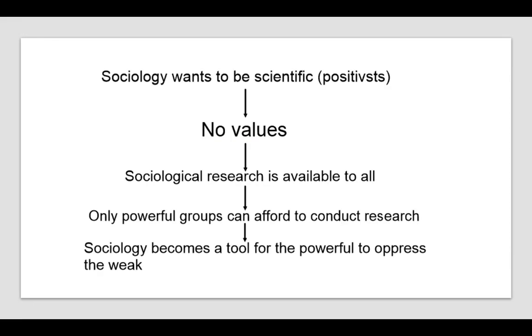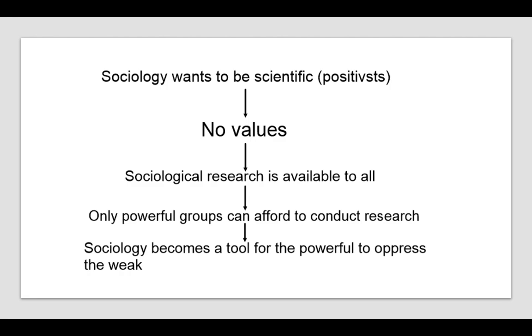So here's our first problem with positivism. Sociology wants to be scientific, argue the positivists. That means no values, not using your values at all, being objective like a scientist. Because sociological research is available to all people to do, and all countries, all organisations, this means that powerful groups are the only ones who can actually afford to conduct the proper research.